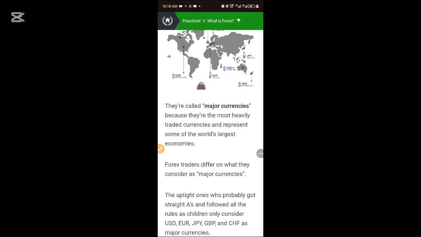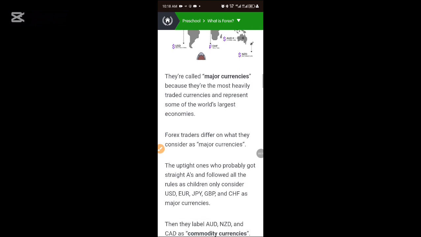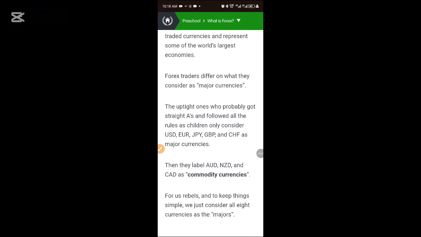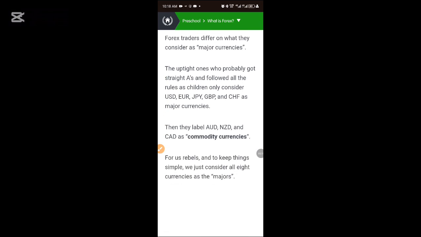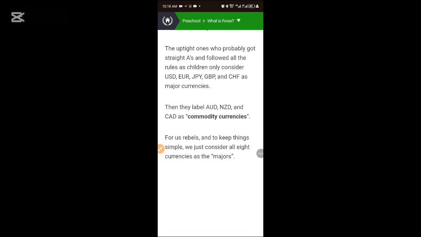They are called major currencies because they are the most heavily traded currencies and represent some of the world's largest economies. Forex traders differ on what they consider major currencies. The strict ones, who follow all the rules, only consider the USD, euro, JPY, GBP, and CHF as major currencies.